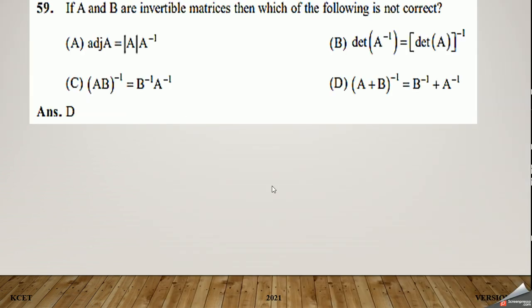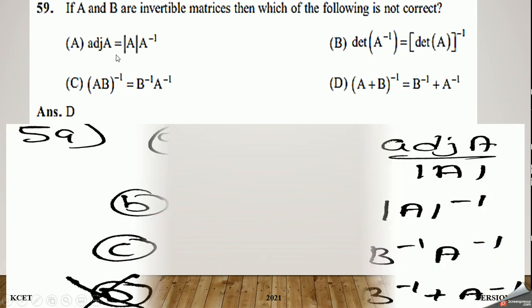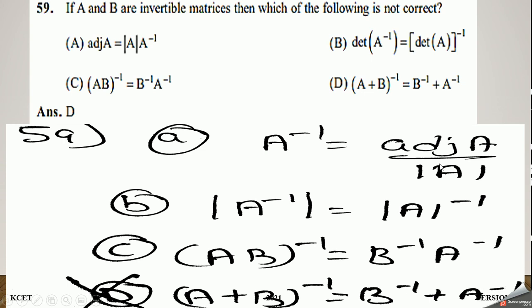Coming to this, A and B are invertible matrices, then which of the following is not correct? Already we have the formula. A inverse is 1 by determinant A into adjoint A, so option A is correct.